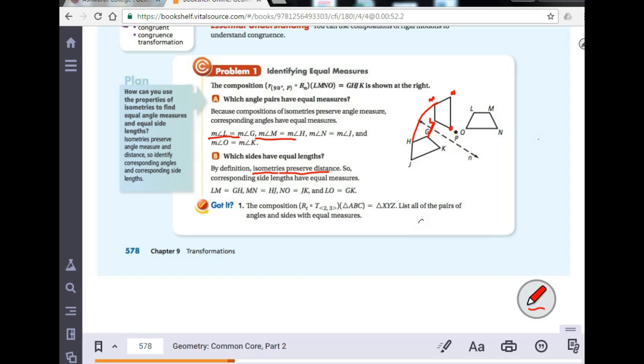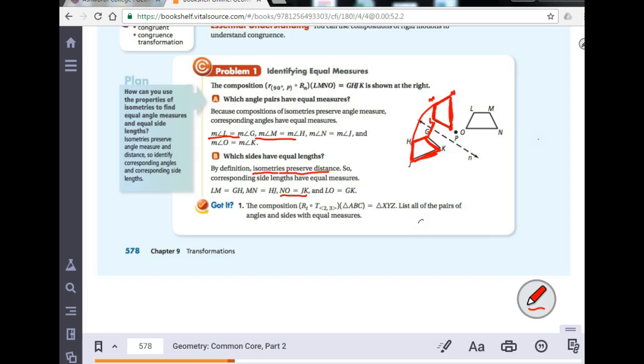So that means, again, that LM is going to match up with GH. And MN, which is over here, is going to match up with HJ when it's reflected. And line NO, which is the bottom, or the side one over here, is going to correspond with JK. And then LO is going to correspond with GK over here when you do that.